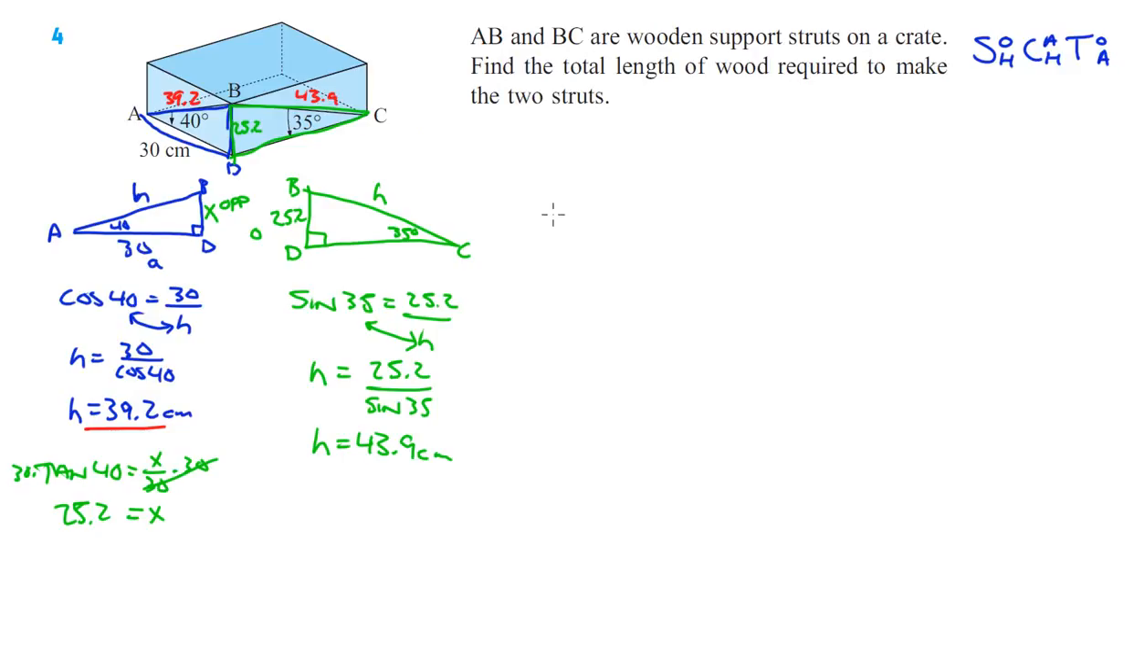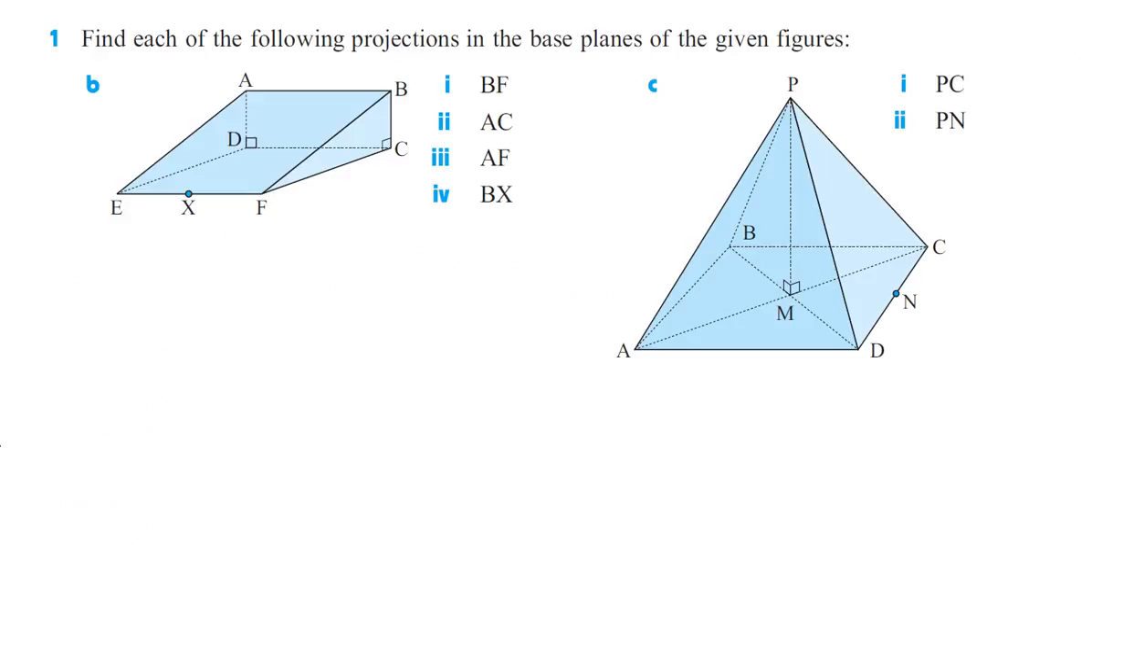Okay, so then this is 43.9. So then to figure out the total, we'll do 39.2 plus 43.9. And that gives us, not that. Add one there. Add one there. And that is 83.1 centimeters for the total length of wood that we need to make those two struts. Okay? Okay, moving on to the next one.